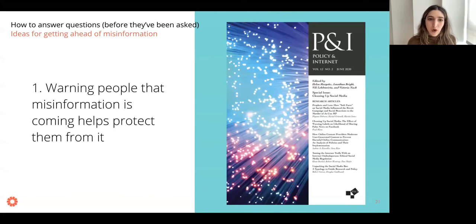So, number 1, warning people that misinformation is coming helps protect them from it. So, even just at the level of saying to your audiences, hey, you're likely to see misinformation about this topic. That sort of turns people's minds on and gets their critical thinking skills ready and prepared for the possibility of seeing misinformation so that when they do come across it, they have that moment to think, oh, maybe what I'm seeing isn't true, right?